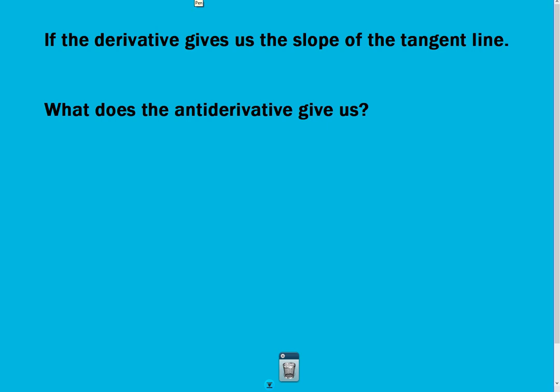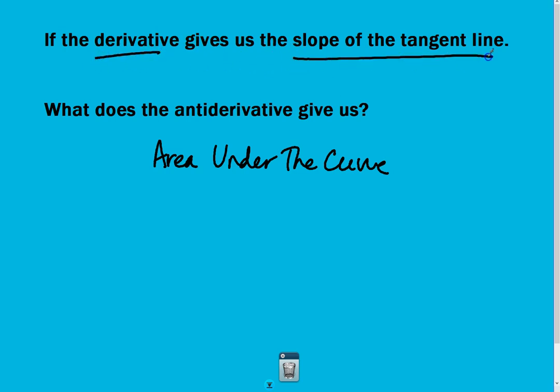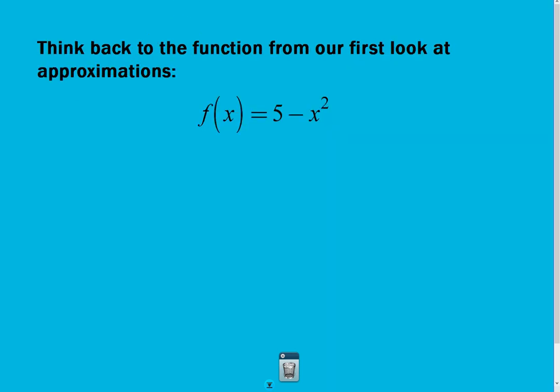An antiderivative, the goal is to give us the area under the curve. Okay, so derivatives, slopes; antiderivative, area. So let's talk about that a little bit more today. Let's think about that very first function that we looked at when we first started this whole unit over area approximations.